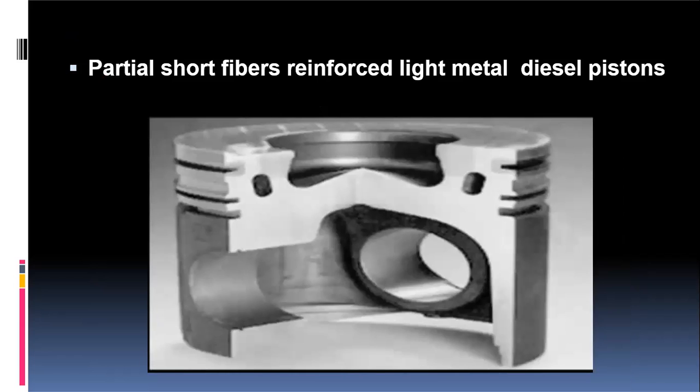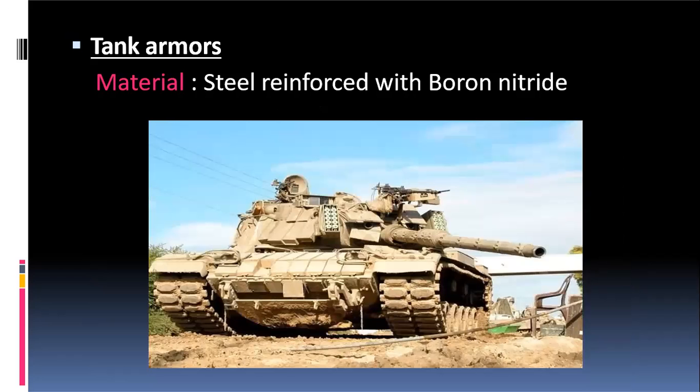Next, they can also be used in particle and short fiber reinforced light metal diesel pistons. So in the manufacturing of diesel pistons these metal matrix composites can also be used. And in defense, tank armors are manufactured by these metal matrix composites. Steel reinforced with boron nitride has been heavily used.